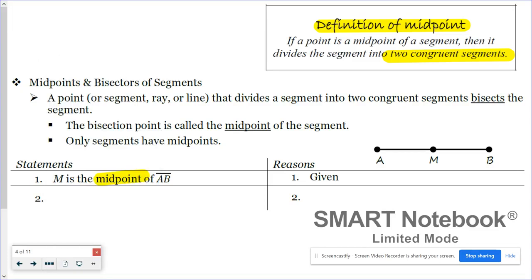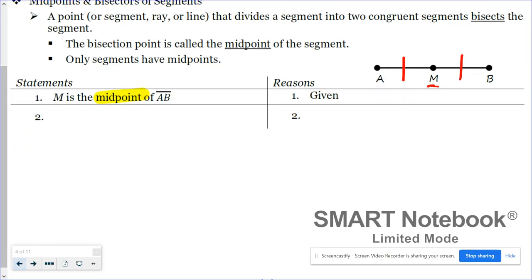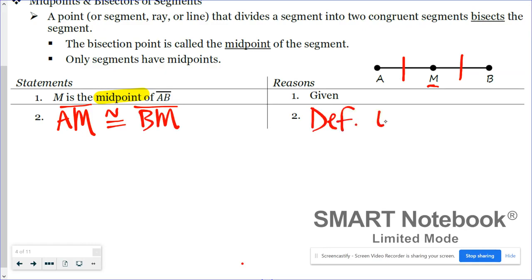So M has divided the segment into 2 congruent segments. In this diagram, we're talking AM and BM. So in a 2-column proof, underneath my statements, after I write down my given information, I would then write down what I'm concluding. So I am concluding that segment AM is congruent to segment BM, and I'm doing that based on the definition of midpoint.